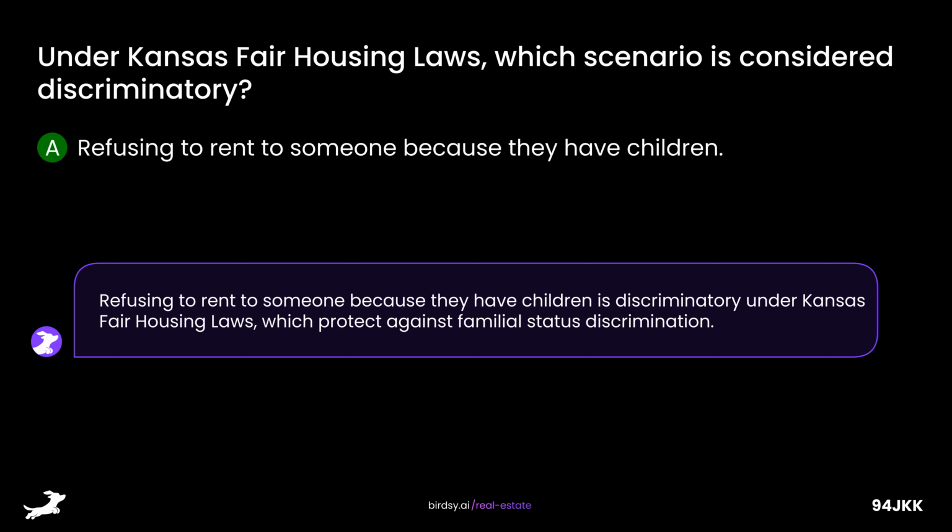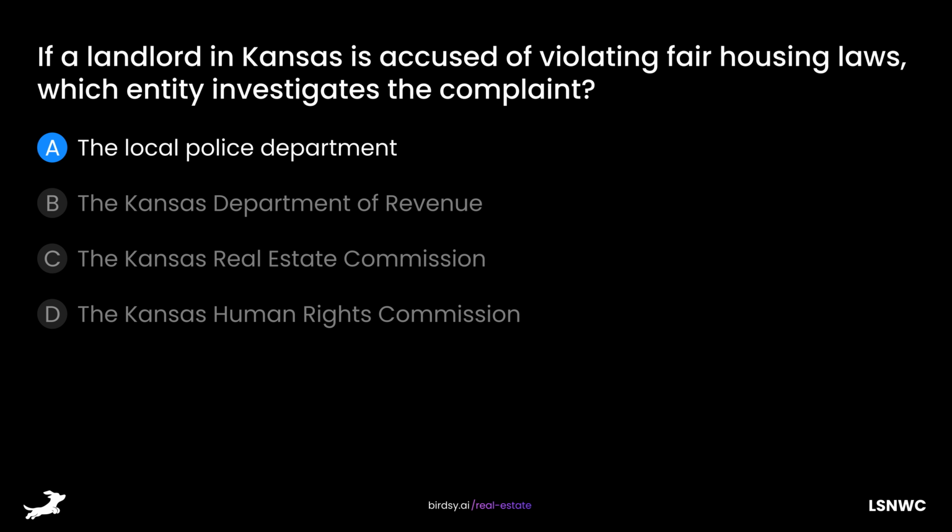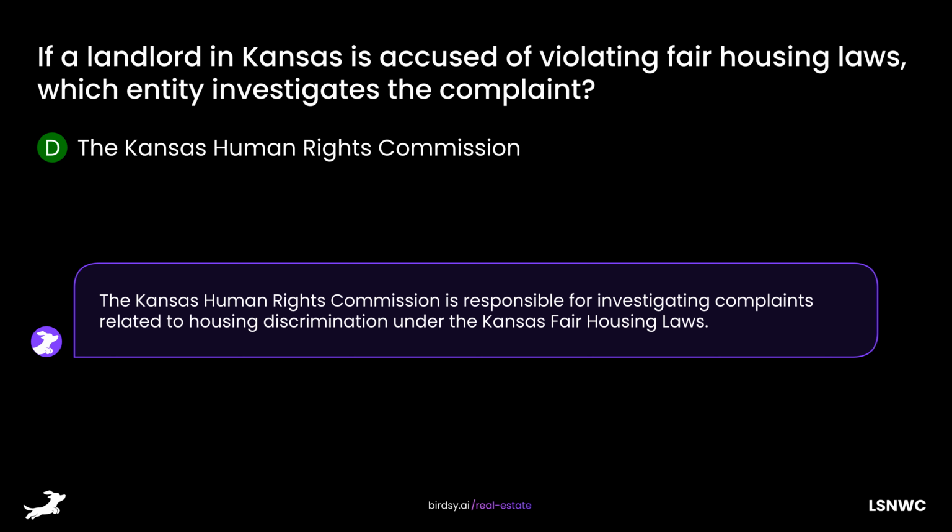status discrimination. If a landlord in Kansas is accused of violating fair housing laws, which entity investigates the complaint? Is it A, the local police department, B, the Kansas Department of Revenue, C, the Kansas Real Estate Commission, or D, the Kansas Human Rights Commission? The answer is D, the Kansas Human Rights Commission. The Kansas Human Rights Commission is responsible for investigating complaints related to housing discrimination under the Kansas Fair Housing laws.